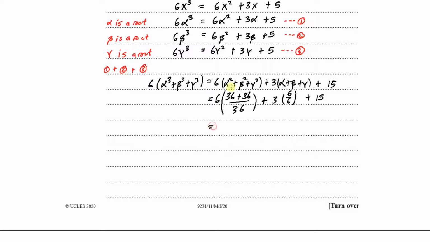Okay, so this is 36 plus 36 divided by 36, that's 2. 6 times 2 is 12, plus 3 times 1 is 3, and 15 here. It's all equal to 6 of alpha cubed plus beta cubed plus gamma cubed. Simplifying, we get 30 here, which means that, dividing both sides by 6, we get 30 divided by 6. So we can say alpha cubed plus beta cubed plus gamma cubed is equal to 5. And that's the answer right here.